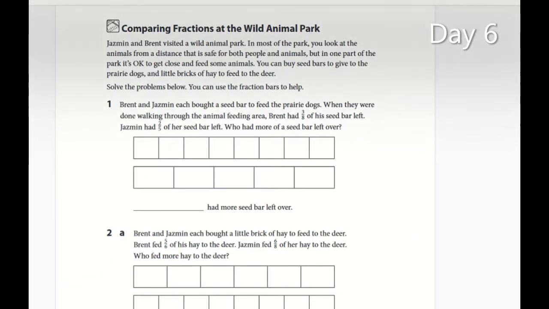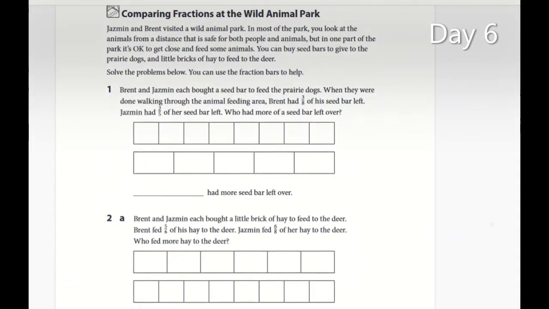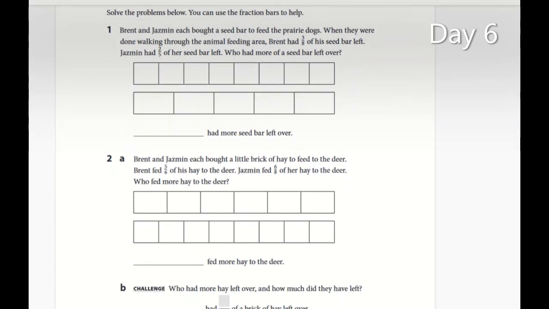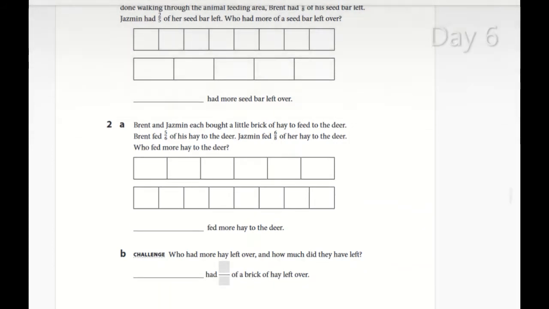For page 2 of day 6, we're going to just be shading in the bars based on what the word problem says so that you can compare them more accurately.